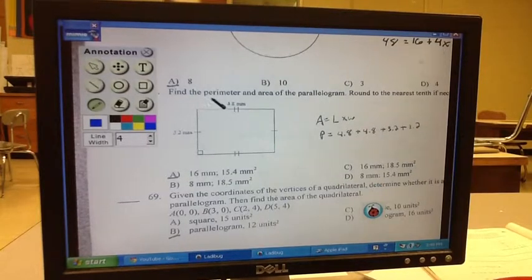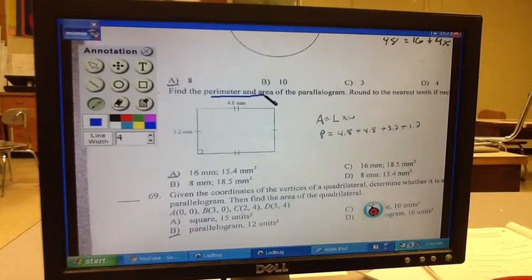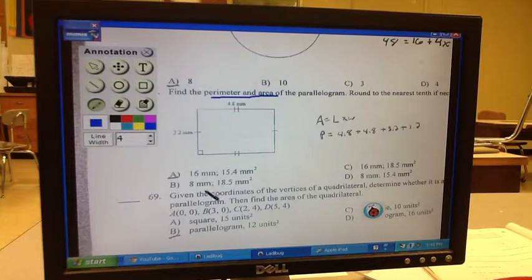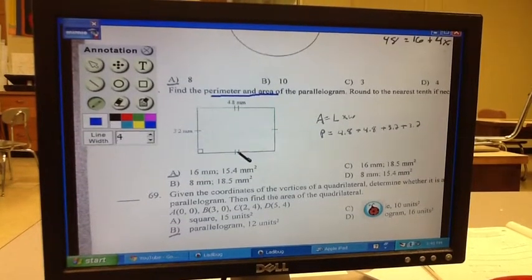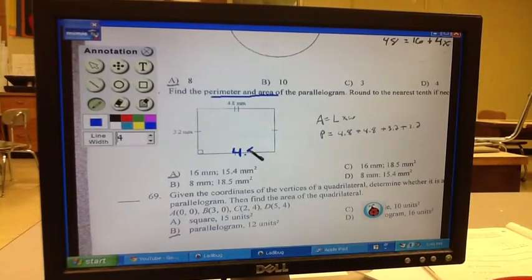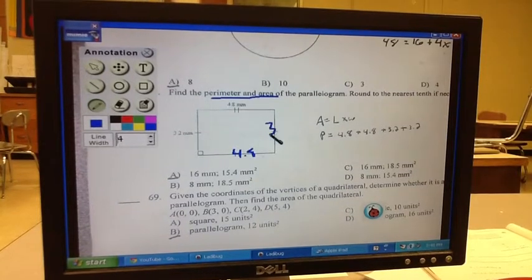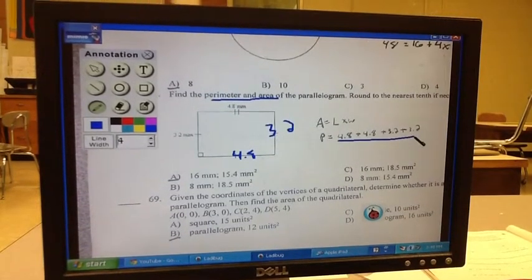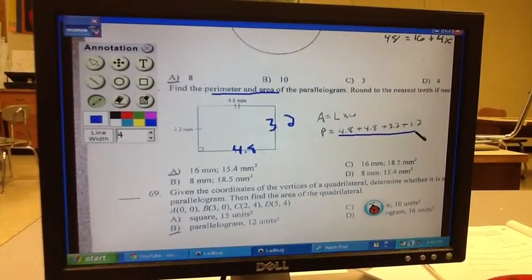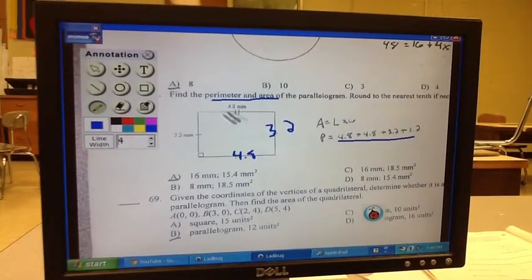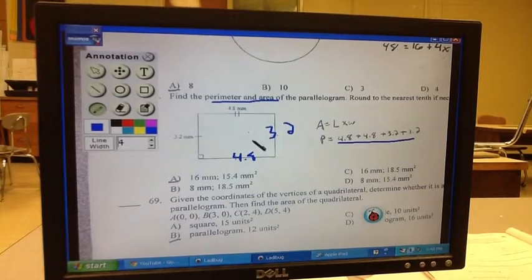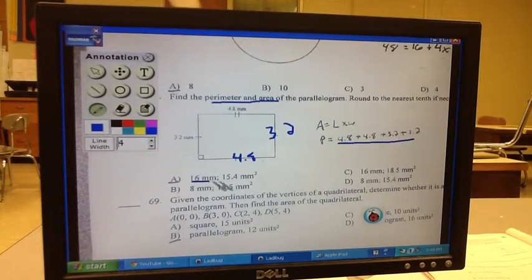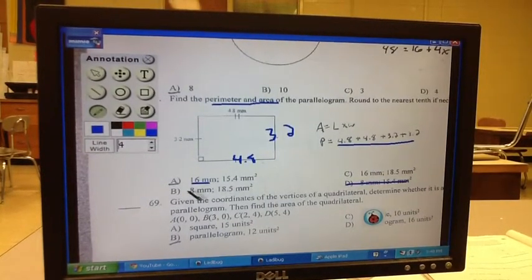Alright, next question. Find the perimeter and area. Perimeter is first. Obviously, if this one's 4.8, this one's 4.8. If that one's 3.2, this is 3.2. To find the perimeter, I just added all 4 pieces together, and the total ends up being 16. So we can cross out these ones that aren't 16.